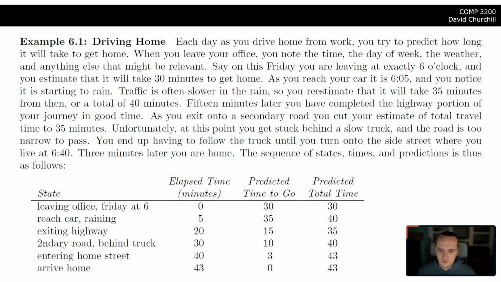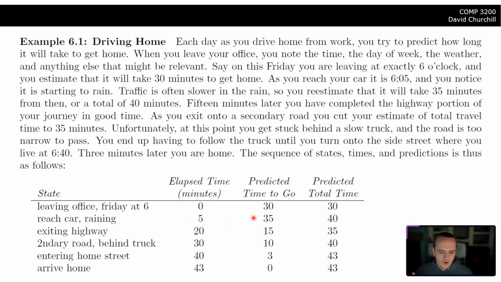And so the sequence of states, times, and predictions is as follows, okay? So first, when we left the office, leaving office Friday at 6, the elapsed time was 0 minutes, and our initial prediction of how long we had left to go was 30 minutes. So our total predicted time was 30. Now, 5 minutes later, we reached the car after 5 minutes, okay? So the elapsed time is 5 minutes.